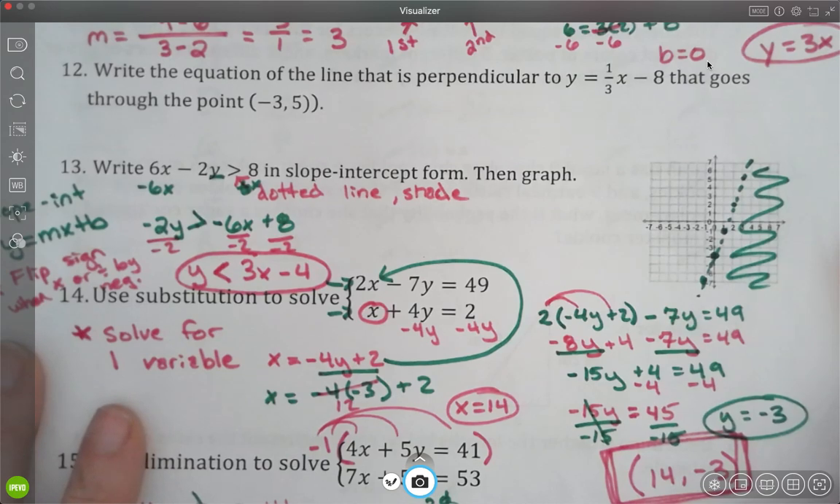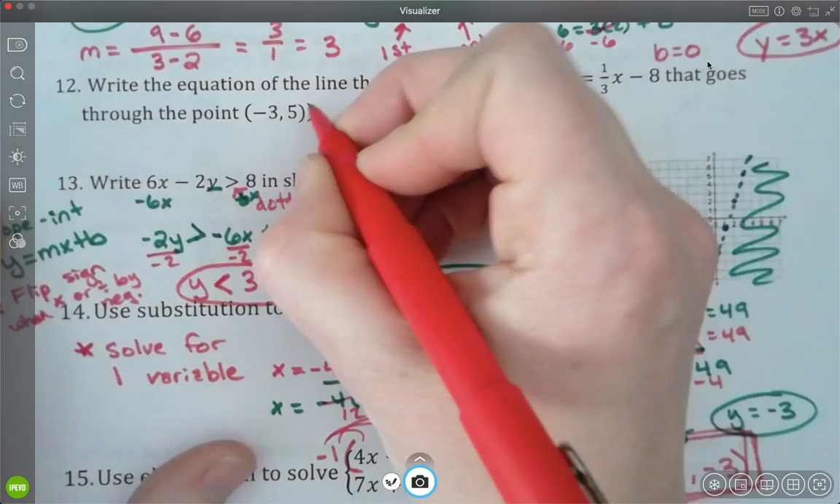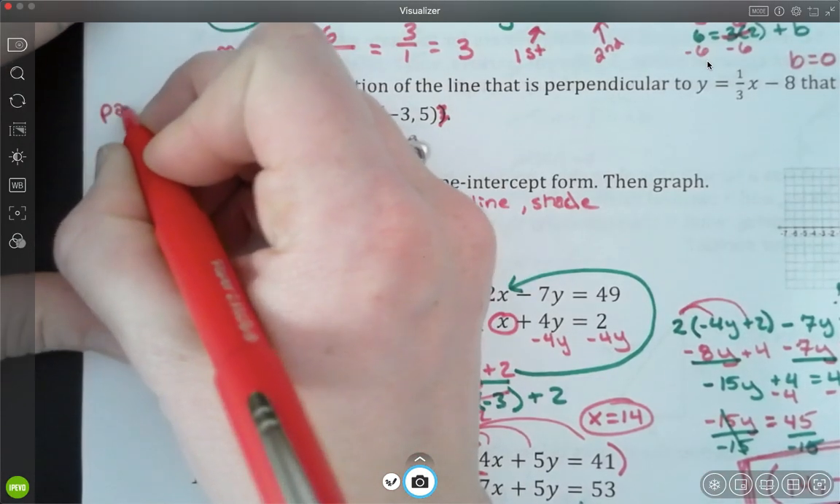Okay. Number 12. Write an equation of the line that is perpendicular to that one, that goes through the point negative 3, 5. I don't know why there's an extra parenthesis here, that's like a typo. So my line needs to be perpendicular to 1/3 x minus 8. Let's talk about parallel versus perpendicular.